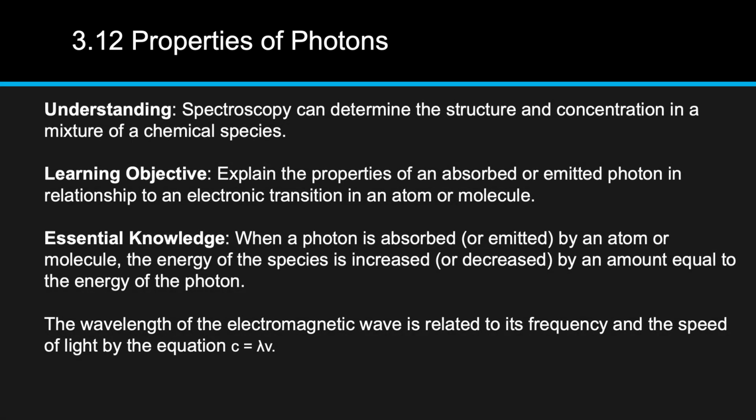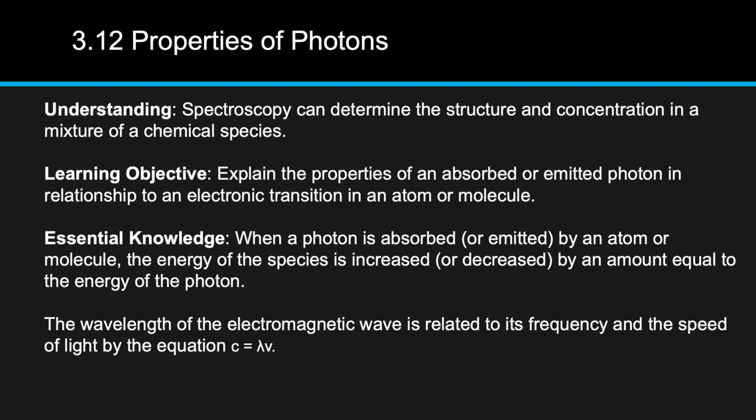All right, hello everyone. Today we are going over lesson number 12, which is on properties of photons in the Unit 3 AP Chemistry curriculum. Today your understanding is that spectroscopy can determine the structure and concentration in a mixture of a chemical species. The learning objective is to explain the properties of an absorbed or emitted photon in relationship to an electronic transition in an atom or molecule.